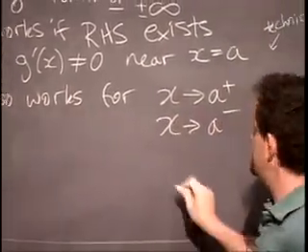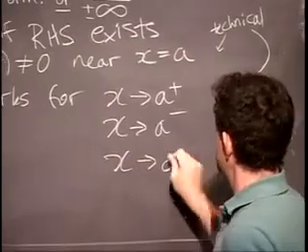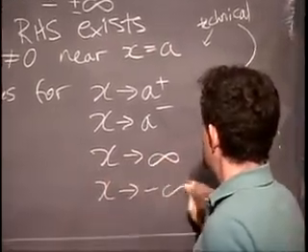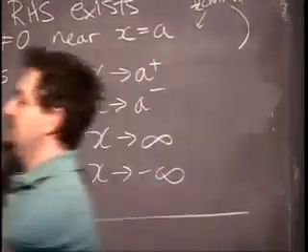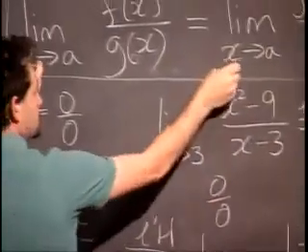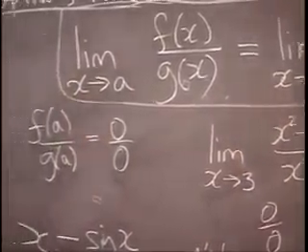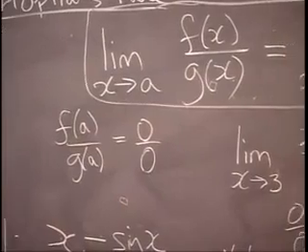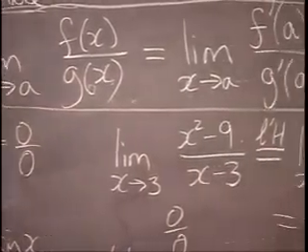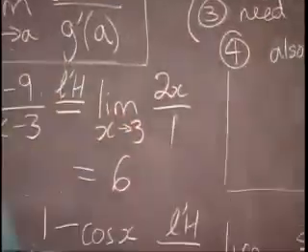And it even works at infinity. As long as, of course, you replace both of these by the same thing. So these could both be right-hand limits, left-hand limits. They could both be limits at infinity or minus infinity.